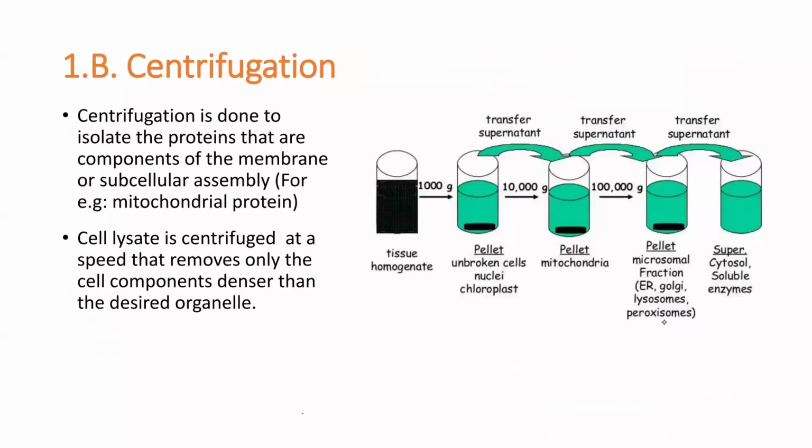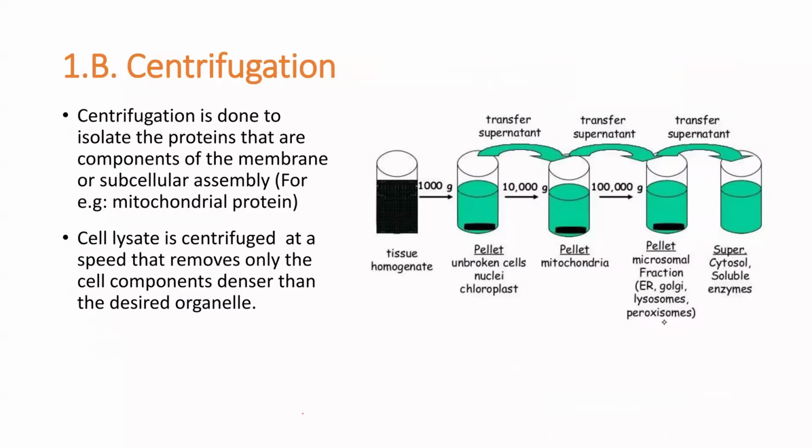And then the next one is centrifugation after homogenization. So you homogenize, you open up the cell, you remove the cell membrane, and all the content of the cell is being released into the medium. So the next thing, the centrifugation, is done to isolate the proteins that are components of the membrane or subcellular assembly, for example, mitochondrial protein.